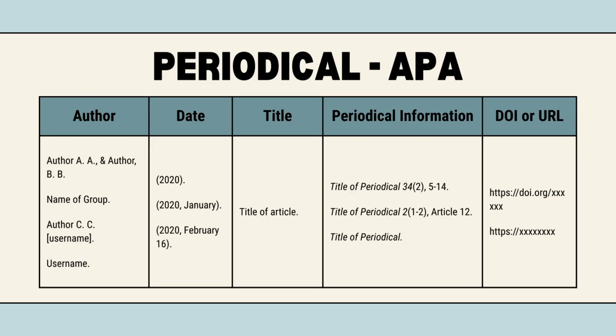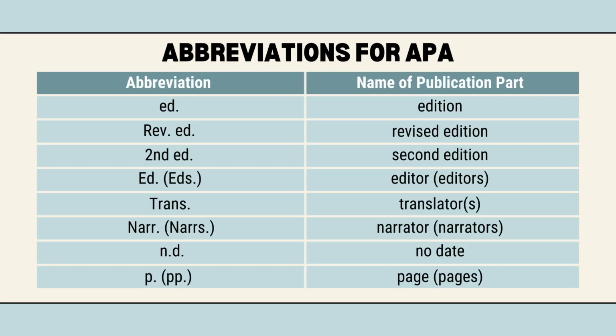If you have a periodical, which is an article in a journal, again it follows that same order. Author, date, title, source information, which includes the periodical title, the volume number, issue number, and page numbers, and ends with your DOI or URL. Now, it is important to note that titles of periodicals and the volume number are italicized, but not the issue number or page numbers. Here are some abbreviations for APA.